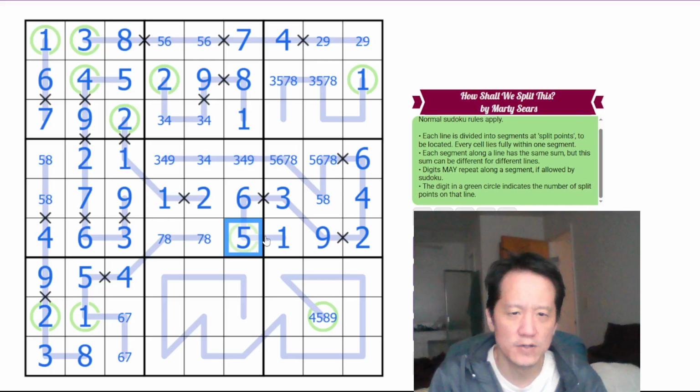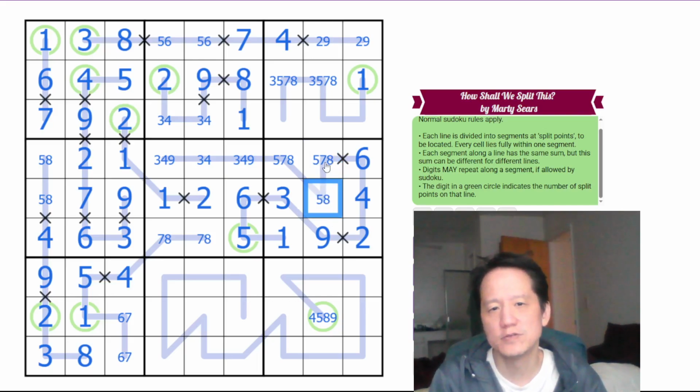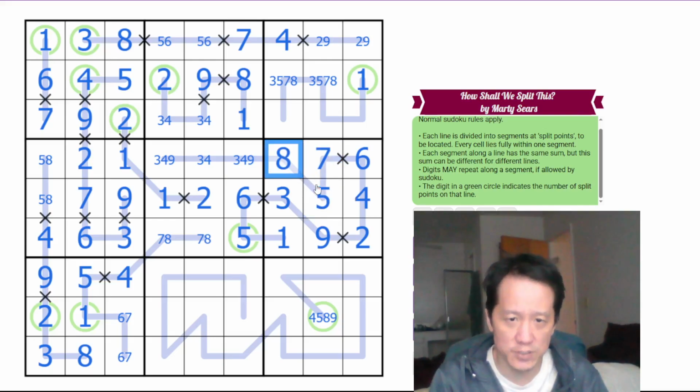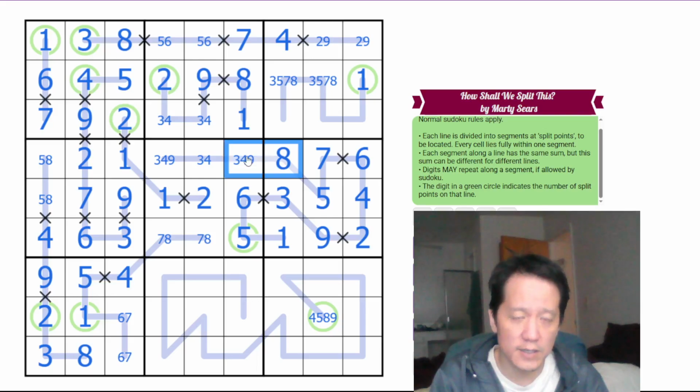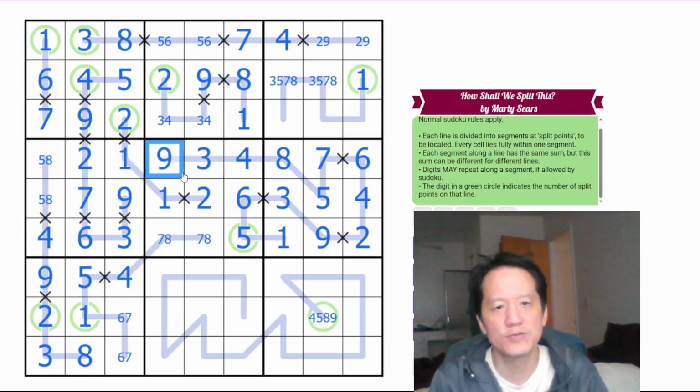So we have 1, 5, 6, 3, 9, 2, 4, 6 adds up to, so this can't be 6. 8 cannot add up with 5 or 7 to add up to 12. So this must not have an 8. So this is 5, this is 7, which forces this to be 8. 8 can add up with 4 to add up to 12. So this is 4, which makes that 3, which makes that 9.